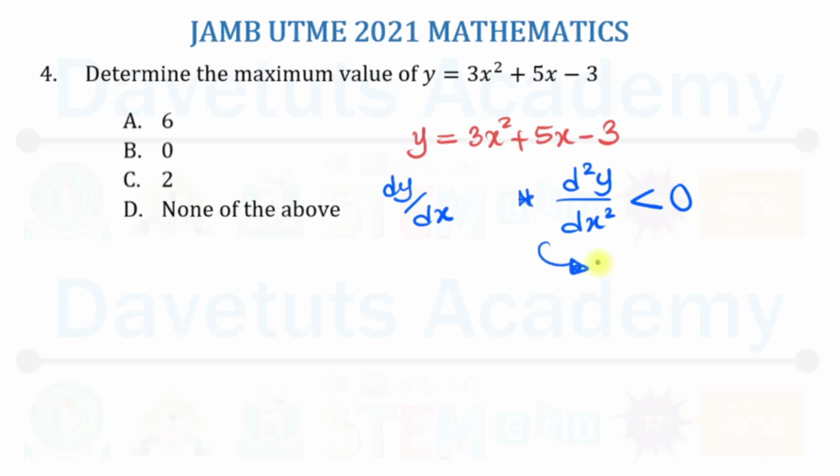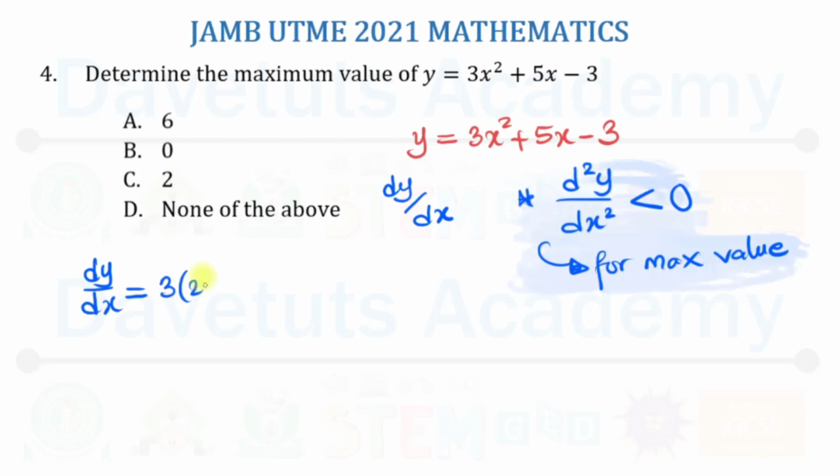Okay, so we need to know this. This should always be less than 0 for maximum value. Okay, so this is one crucial piece of information, student, that you need to keep at your fingertips. So looking at this particular question, given y is 3x squared plus 5x, just like we defined for differentiation in our previous question, the dy/dx in this case will be 3 multiplied by 2 multiplied by x to the power 2 minus 1, then plus 5.